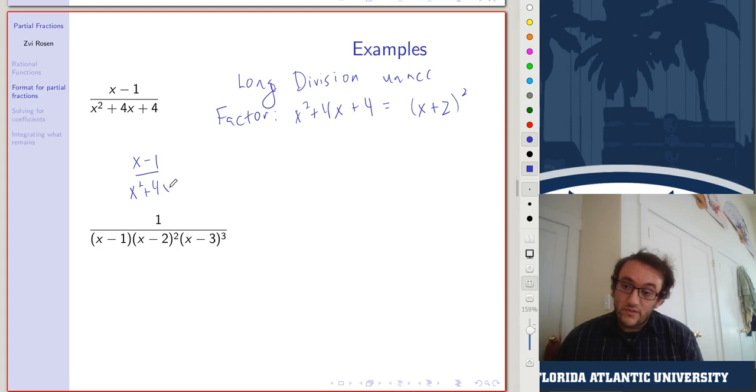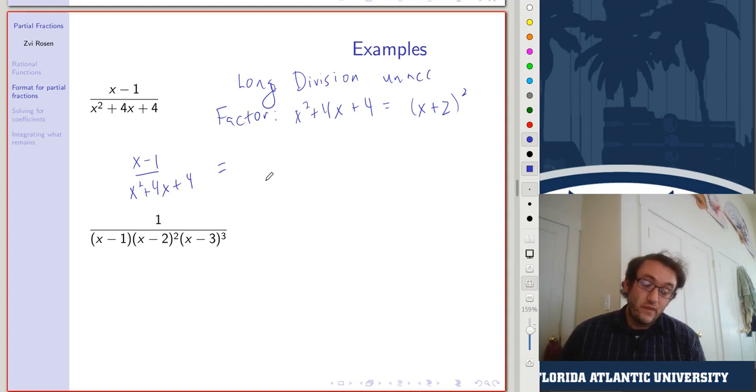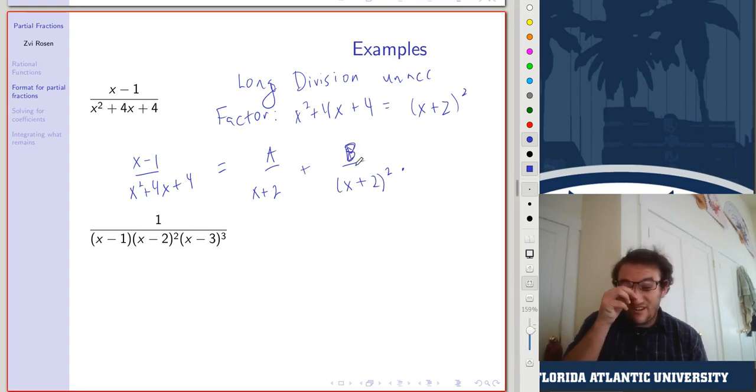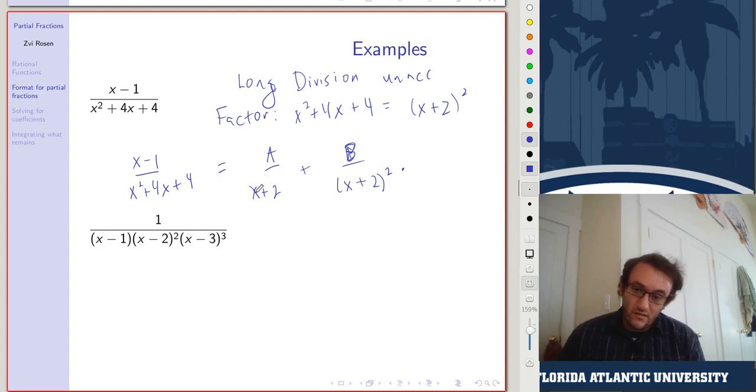x minus 1 divided by x squared plus 4x plus 4 equals partial fraction decomposition. So we get a constant numerator divided by every power of x plus 2 from 1 until 2. Okay, so we get a divided by x plus 2 plus b divided by x plus 2 squared. So we have one constant numerator here, and we get a term for every power between 1 and the appearing power. The appearing power here is 2. Okay? Let's do this slightly more complicated example.